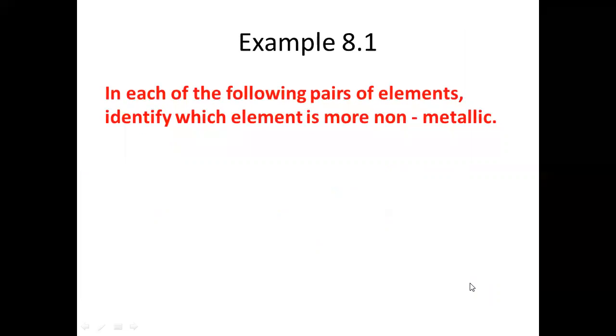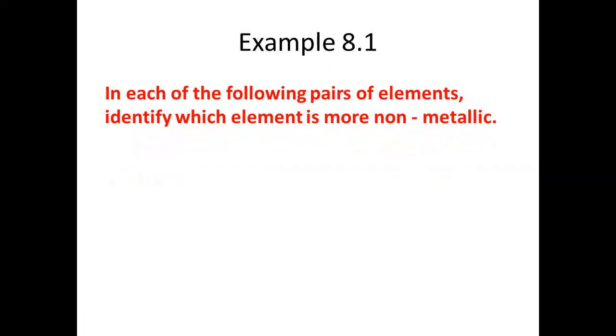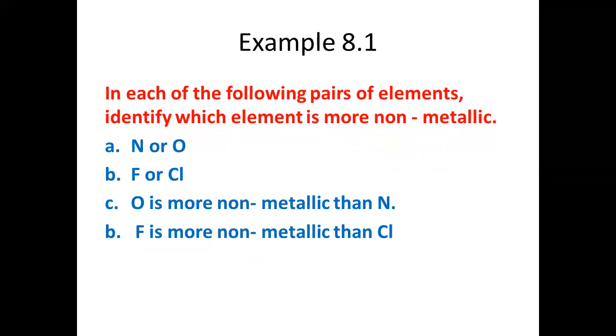Example 8.1: in each of the following pairs of elements, identify which element is more non-metallic. Number 1, nitrogen or oxygen. Number 2, fluorine or chlorine. Let us see the periodic table for nitrogen or oxygen, which one is more non-metallic.